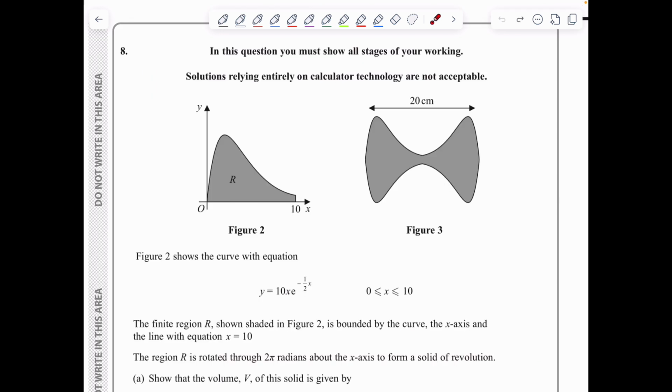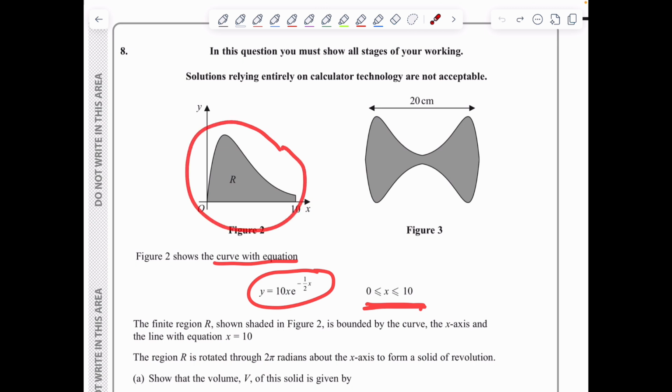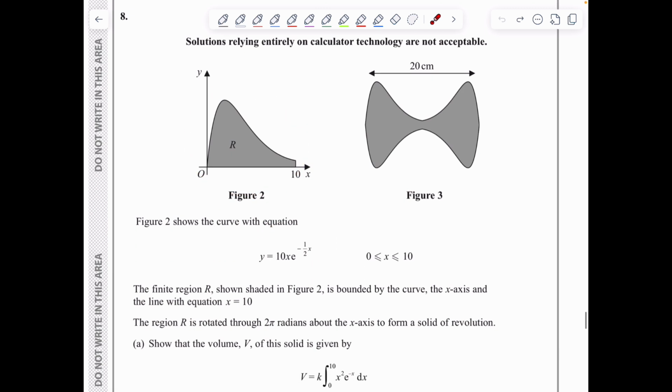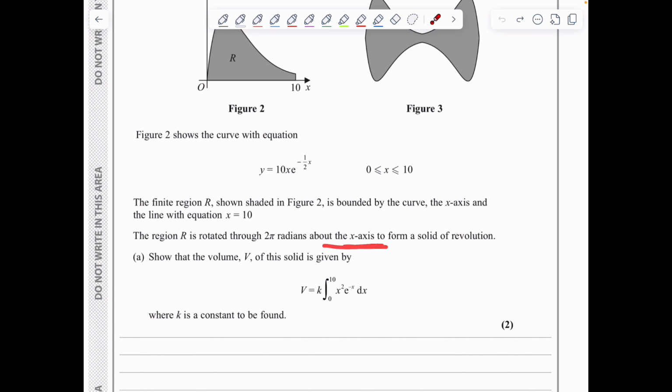In question 8, we're given the curve with equation y is 10x e to the minus a half x, with x varying between 0 and 10. Now the region R, shown shaded here, is rotated through a full revolution about the x-axis, forming a solid of revolution, and we need to show that the volume capital V of this solid is given by this expression.